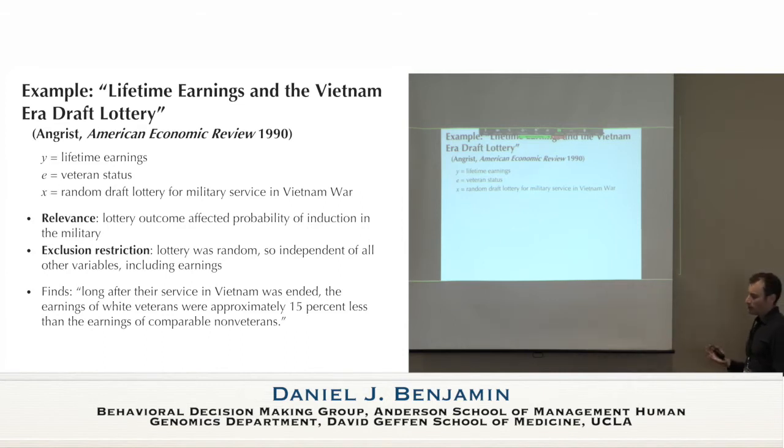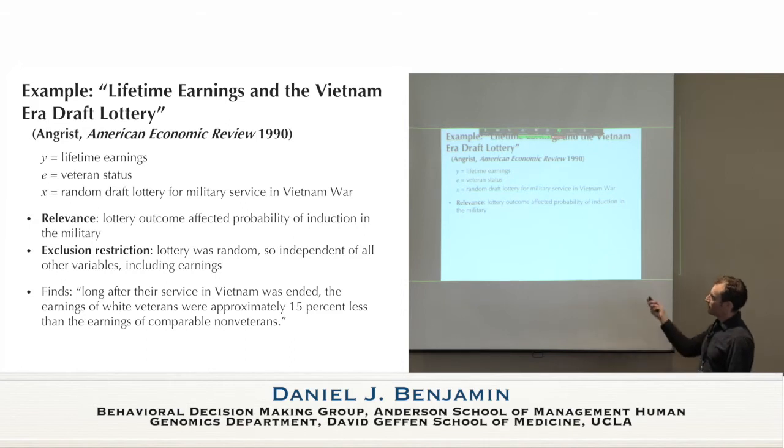Economists have run lots of regressions of earnings on things, and there was a coefficient on whether you're a veteran. It's correlated with your earnings, and the question is, is that a causal effect? And Angrist's idea was to use the fact that there was a draft lottery for the Vietnam conscription as an instrument for whether you ended up serving in the military and thus becoming a veteran.